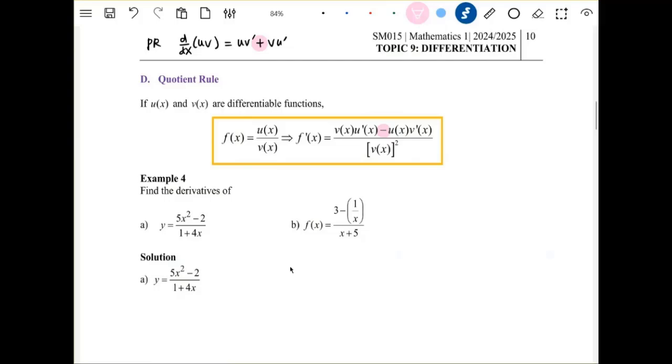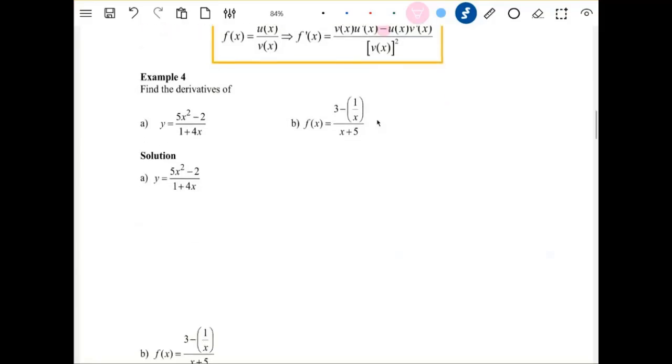Okay, so we go for example 4, part A, we have 5x square minus 2 over 1 plus 4x. Okay, so kita kena tahu which one is the U, which one is our V. So bahagian atas adalah U, bahagian bawah adalah V. So our U is 5x square minus 2 and the V is 1 plus 4x. Okay, so you need to find your U prime and the V prime.